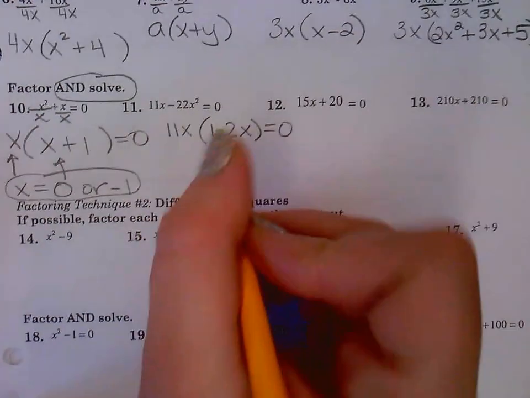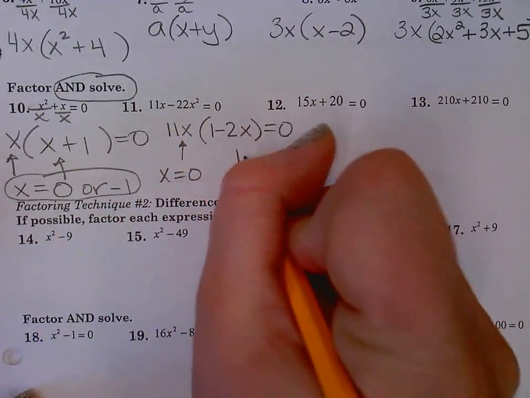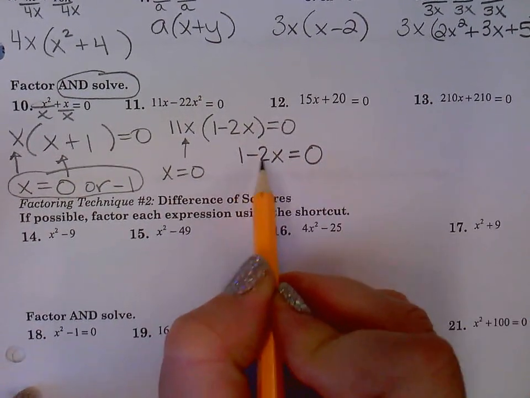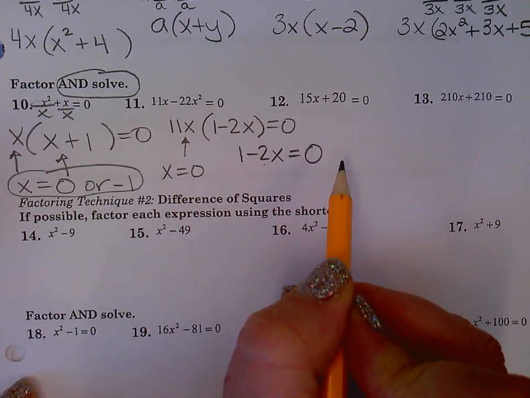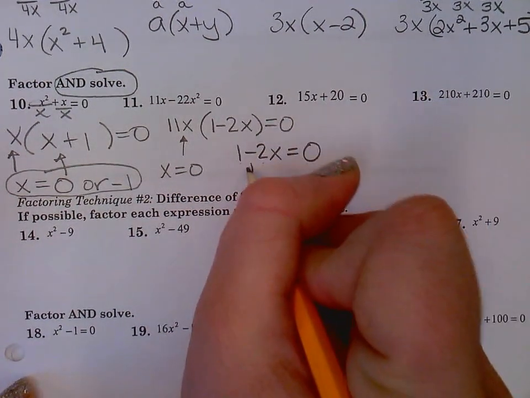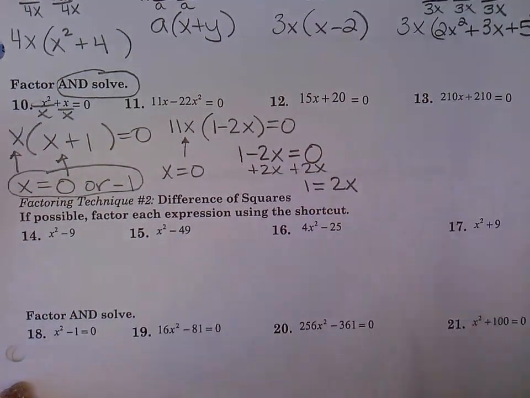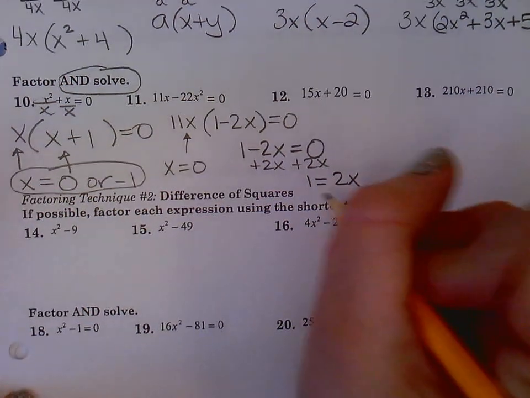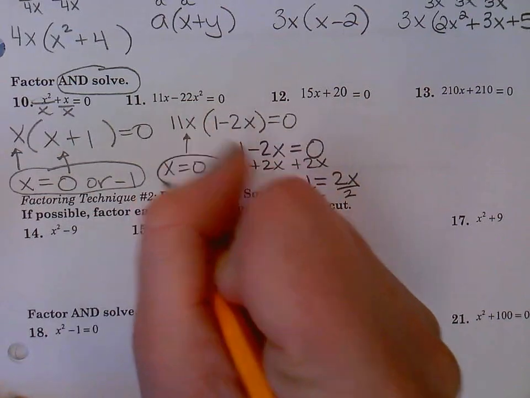So then x can either be 0 here, 11 times 0 is 0. Most of you probably can't do this one in your head. 1 minus 2x equals 0. You can either subtract 1 to the other side or add 2x. I like to add 2x just so I'm dealing with positives. If 1 is equal to 2x, how do I solve for x? Just divide by 2 at the end. So 1/2 is your other x-intercept. I didn't leave enough room, but 0 or 1/2.